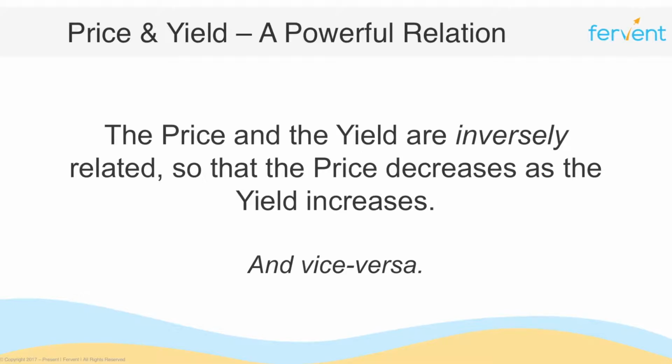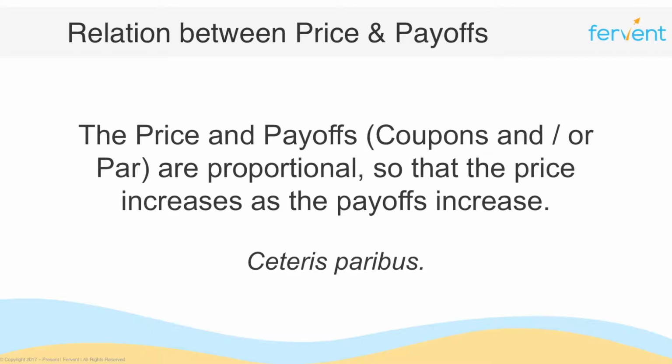Another important relationship is the one between price and payoffs, and they maintain a proportional relationship so that the price increases as the payoffs increase, ceteris paribus. Now, ceteris paribus is just a fancy word for essentially saying everything else remains constant. So all other things being constant, if the coupons increase and or the par increases, then the price will increase. And likewise, everything else being constant, if the coupons and or the par were to decrease, the price of the bond will decrease. Alright, hopefully that makes sense.